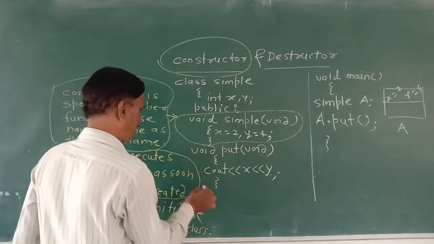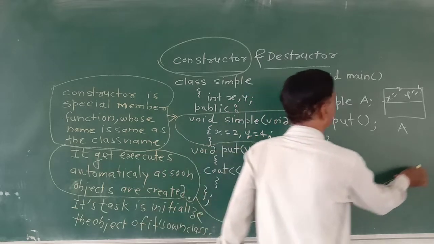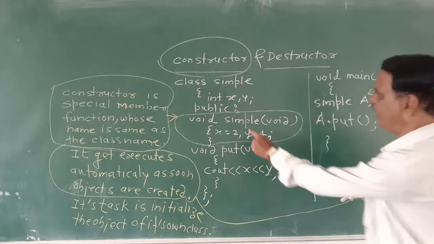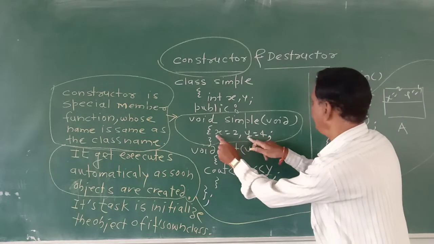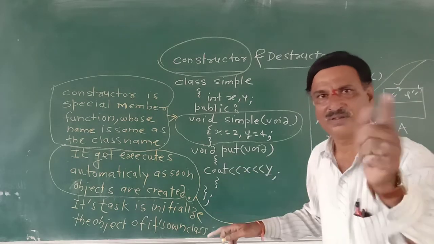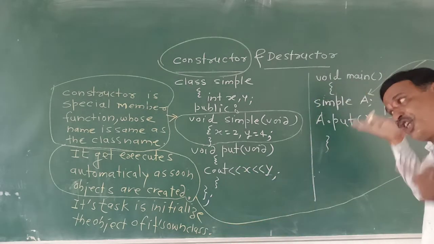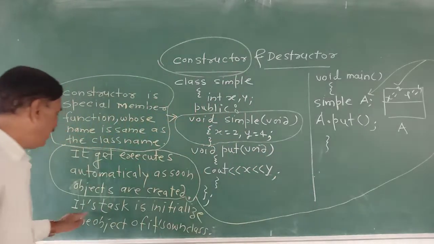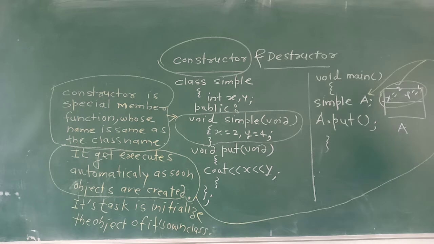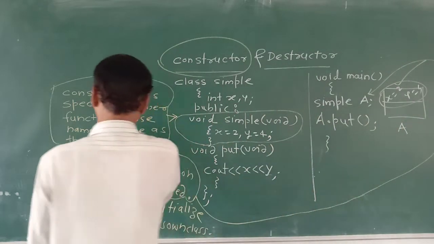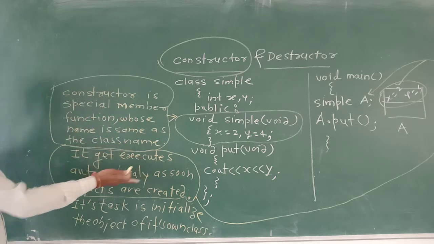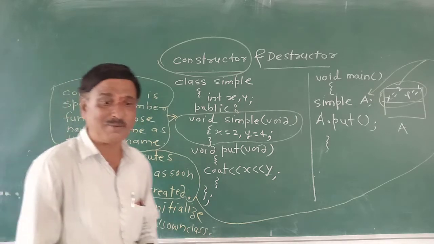You see here. As soon as object A is created, it gets executed and the values are assigned. But this function is not executed automatically. It is necessary to call. And its task is to initialize the object of its own class. We have done, you see, we have assigned the task. That's why constructor, whose name is same as the class name, gets executed automatically. Its task is to initialize the data member.